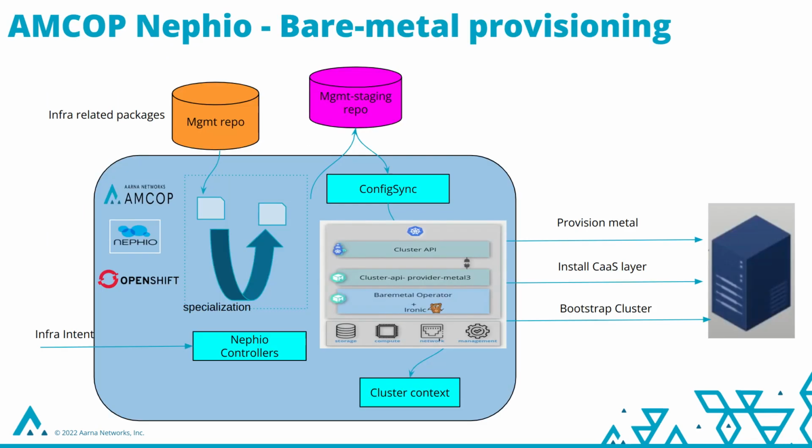This is how the architecture looks. On the left hand box, you see that AMCOP is deployed on the OpenShift cluster, and we provision the bare metal server and install the cache layer and bootstrap the cluster for workload deployment. But in today's demo, we are going to focus only on provisioning the bare metal server.